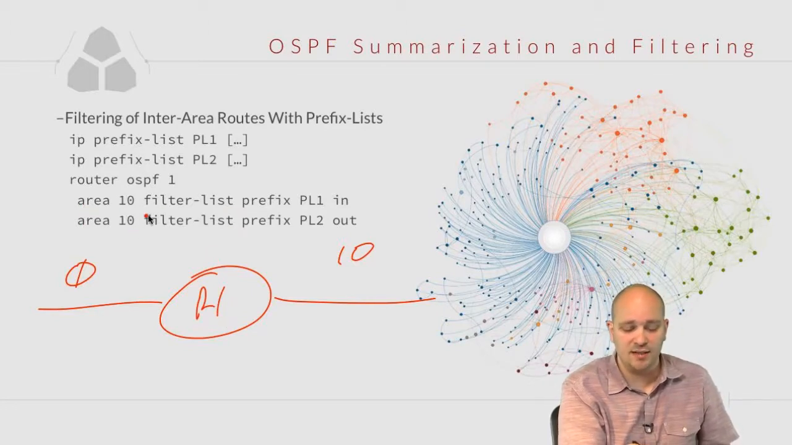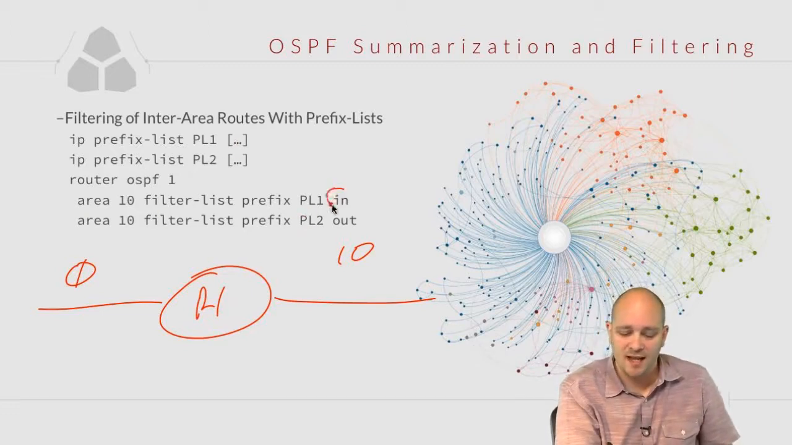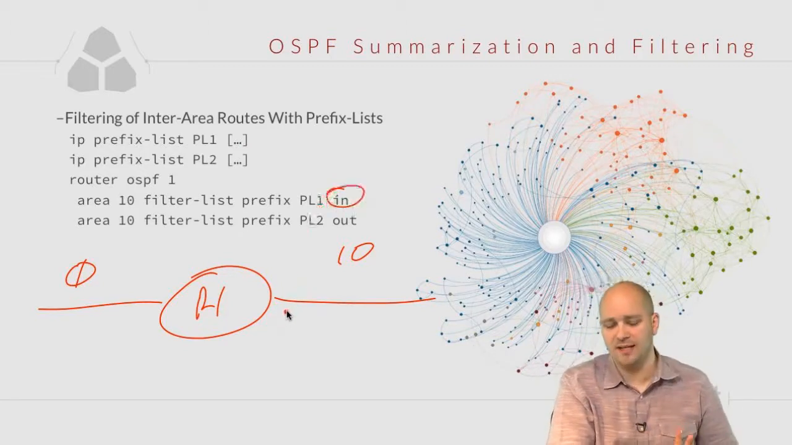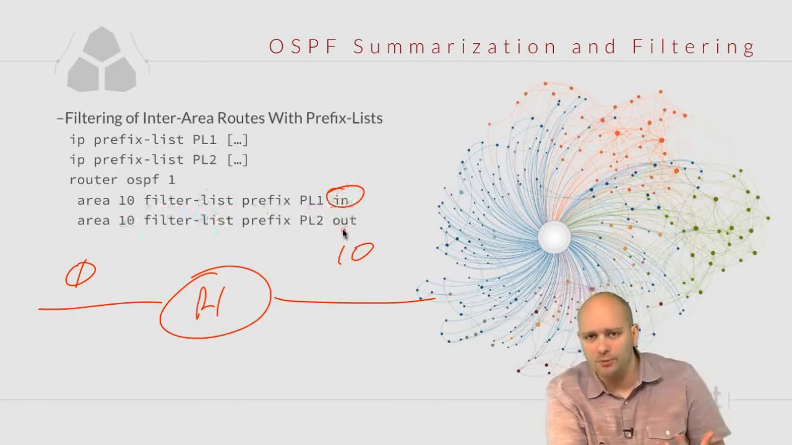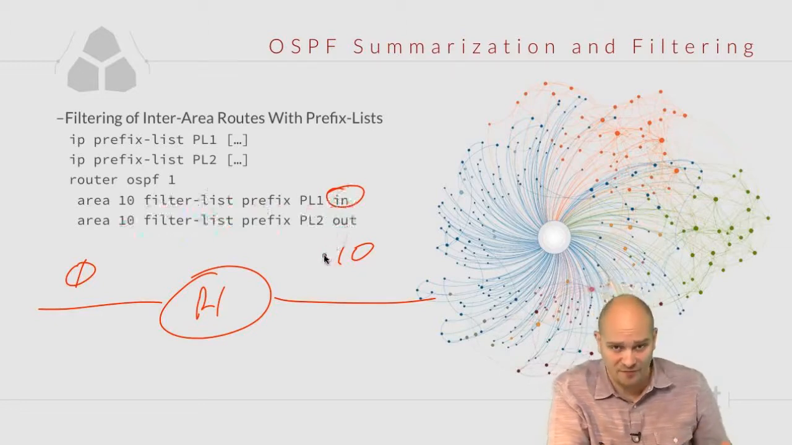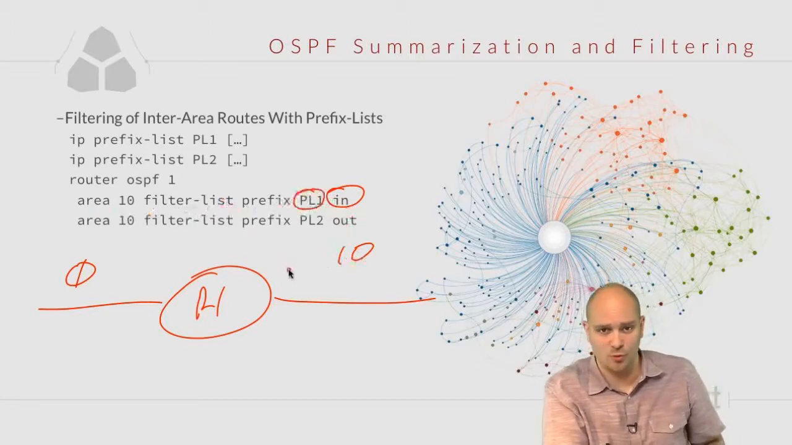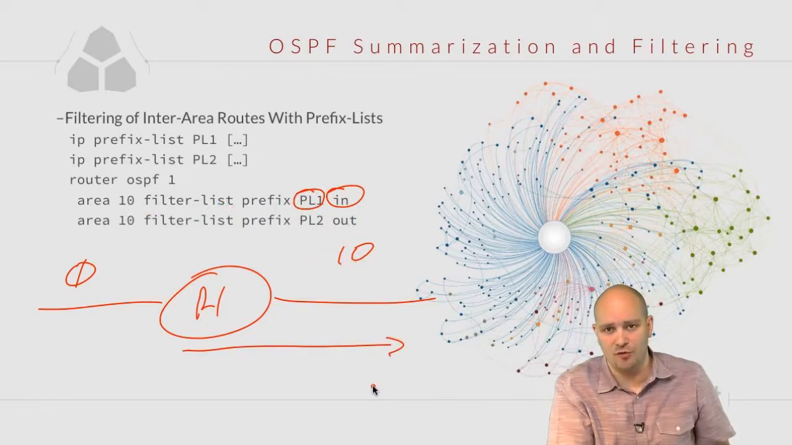The first one says area 10 filter list, prefix list PL1, whatever was defined in the prefix list, and it says in direction here. Now, the important thing to understand is that for these prefix lists and filter lists, the in and out direction is the exact opposite of what you would, for example, use if you used access lists for traffic filtering. What this means is filter the routes specified in prefix list 1 when they are being advertised in to the area 10.